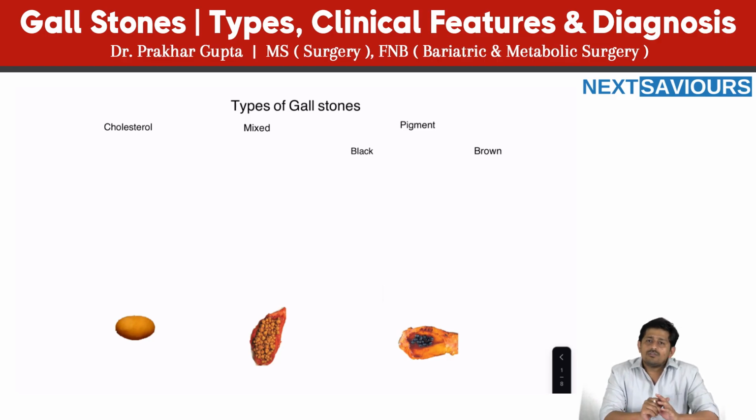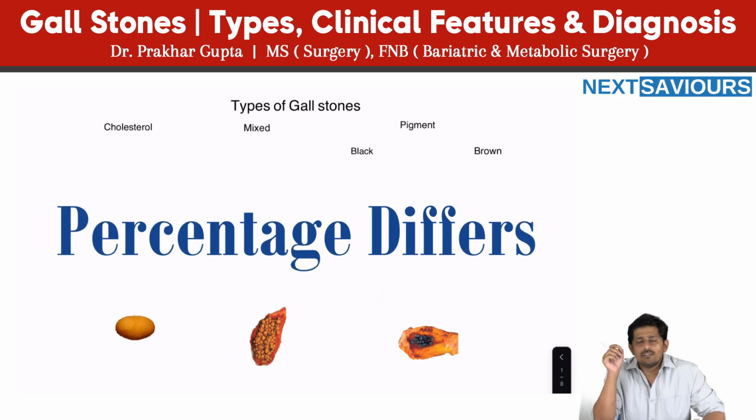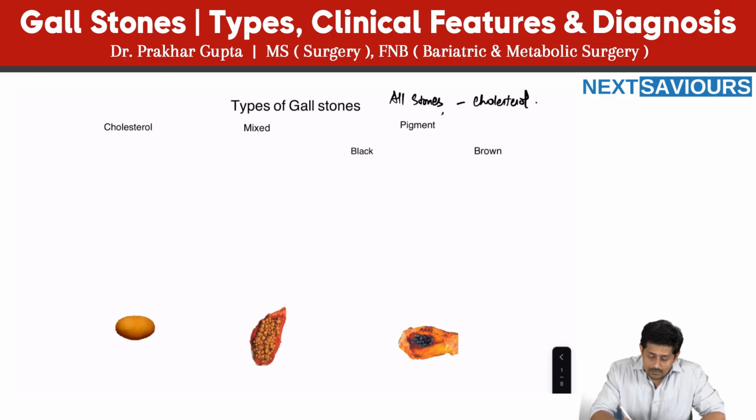Now, the gallstones are divided into three types. These are cholesterol stones, mixed stones, or pigment stones. Now, I would like to emphasize one point here, that all of these kinds of stones consist of cholesterol. It is only the percentage of cholesterol that differs in any of these kinds of stones. So, all stones have cholesterol, but the percentage of cholesterol varies among the different types of stones.